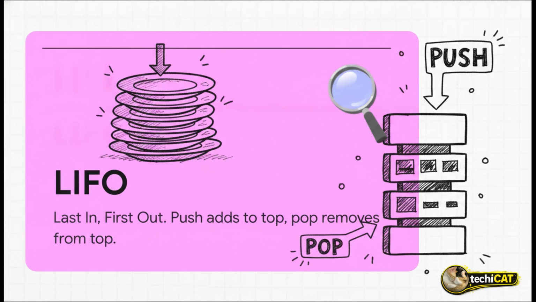Just imagine a stack of plates at a cafeteria. You don't pull a plate from the very bottom, that would be a total disaster. You grab the one freshly placed right on top. And if you add a new plate, it covers the old ones. That physical reality is exactly how this data structure manages information in your computer's memory.